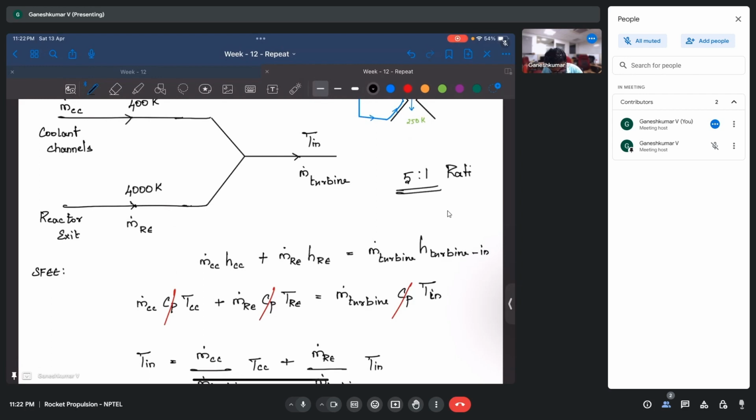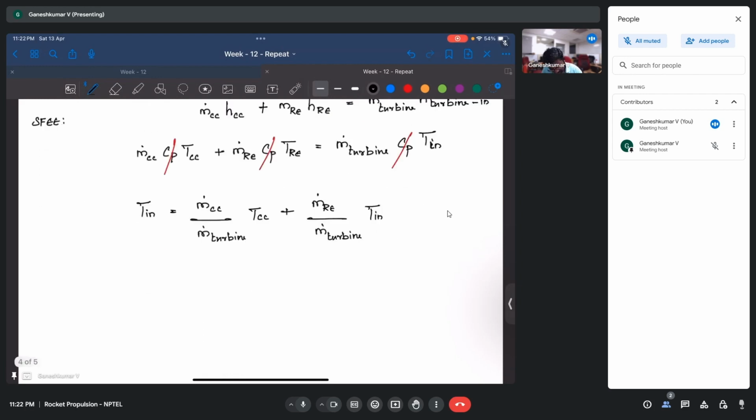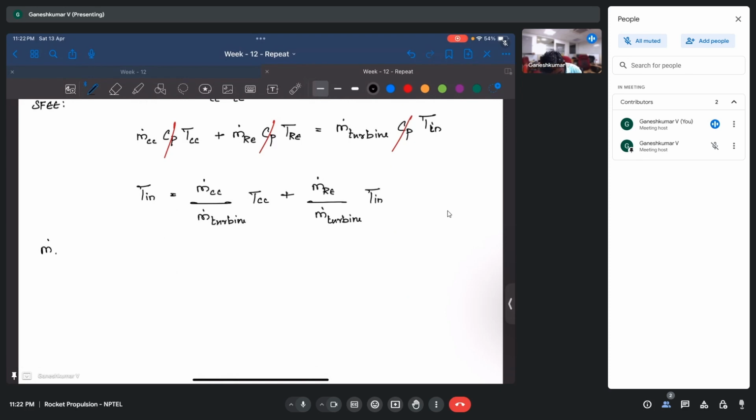5:1 ratio. What is the 5:1 ratio? So m dot cc by m dot re is equal to 5/1. That is what we know. And what is m dot turbine then? So let's say we call it m dot turbine is equal to some x.